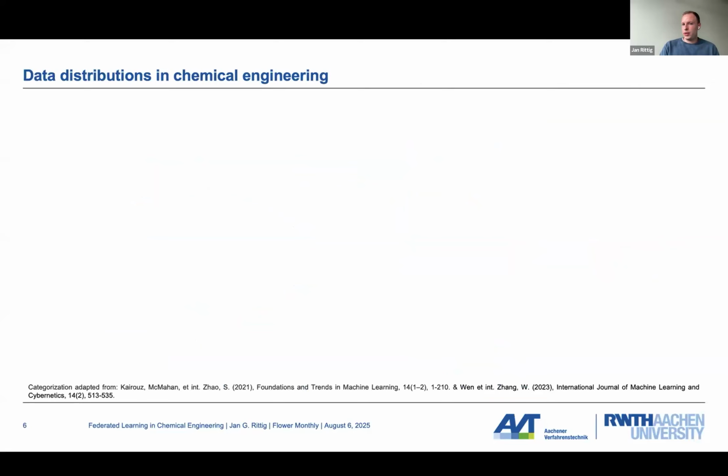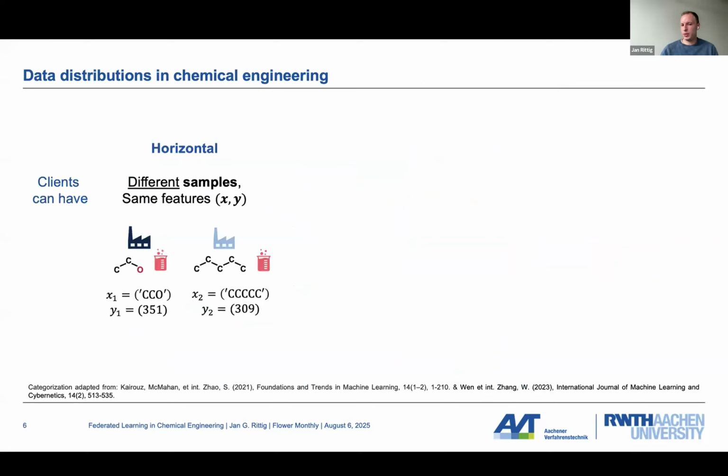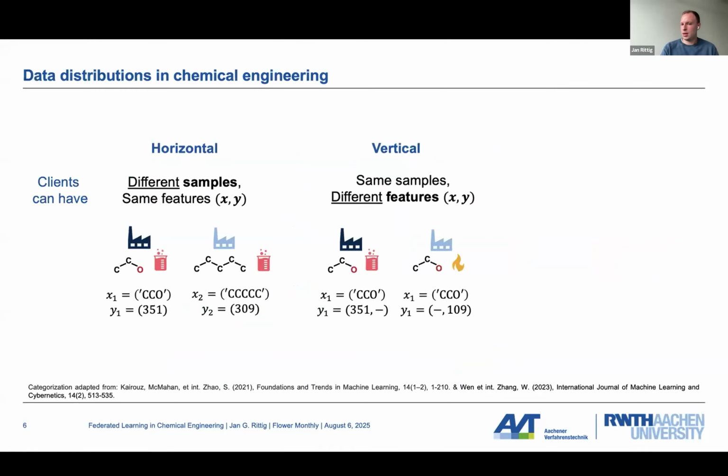And for federated learning, we know these different categorizations of data distributions, and we also looked at them for chemical engineering. So we have the horizontal data distribution, where we have different samples with the same features. This could be, for example, two chemical companies having data on similar molecular properties, for example, the boiling point, but they consider different molecules in their processes. So they have different samples, but both of them store data on the same properties.